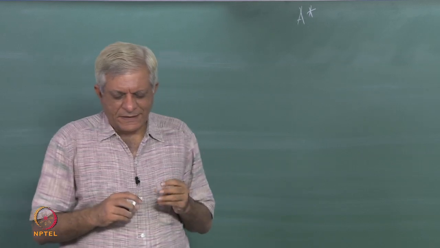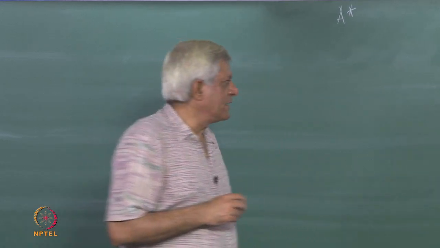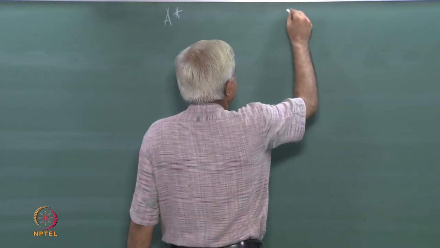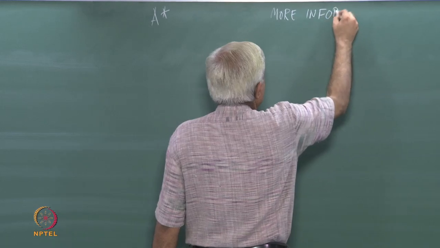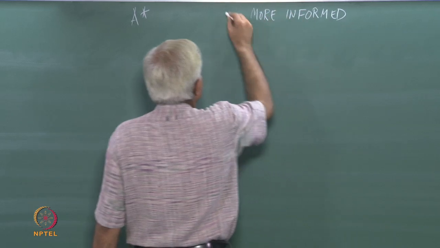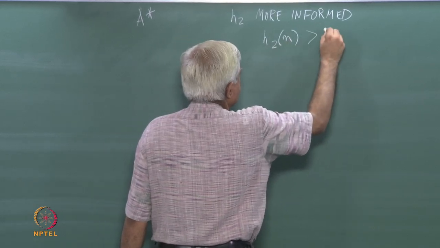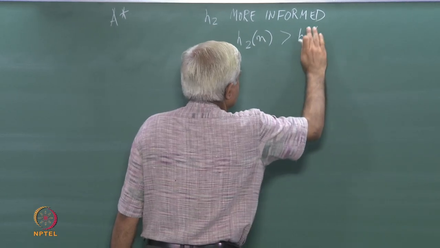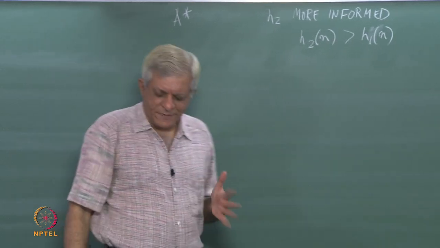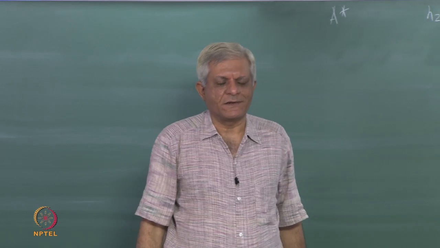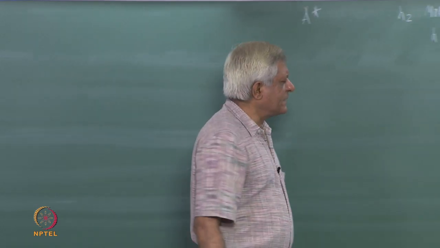We also saw that if there are two heuristic functions, one of them is more informed than the other, which means h 2 of n is greater than h 1 of n for every n, then we said that the algorithm A 2 star which uses H 2 will explore a smaller search space, which we can depict as follows.